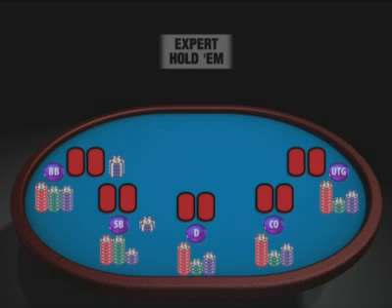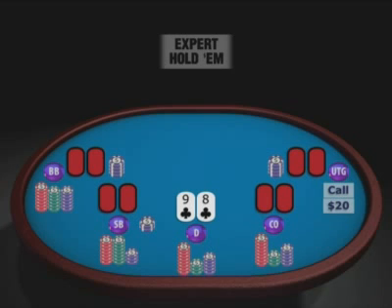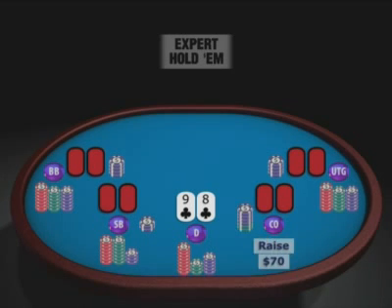Example number 1. Your hand: 9 of clubs, 8 of clubs, on the button. The situation: one under the gun limper for $20. Now the cutoff makes it $70 to go. Everyone is playing a $900 stack. What do you do?